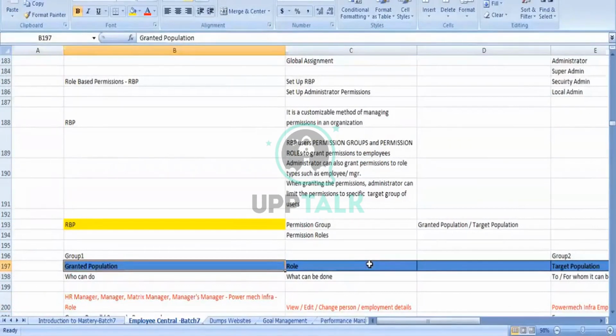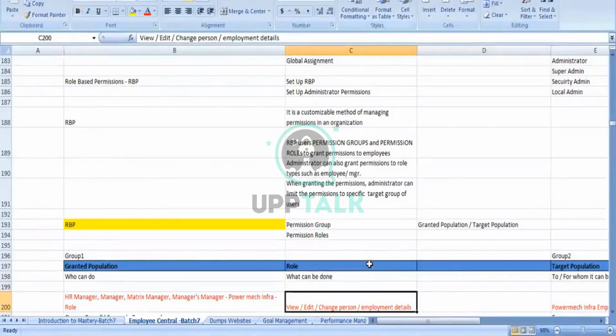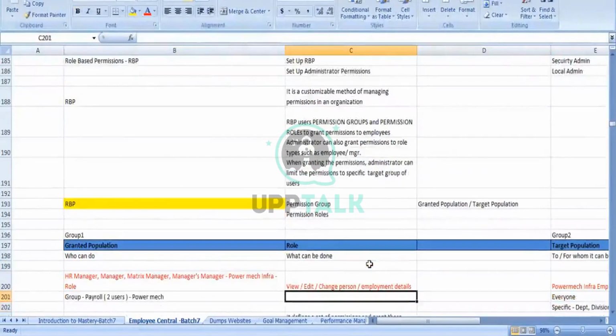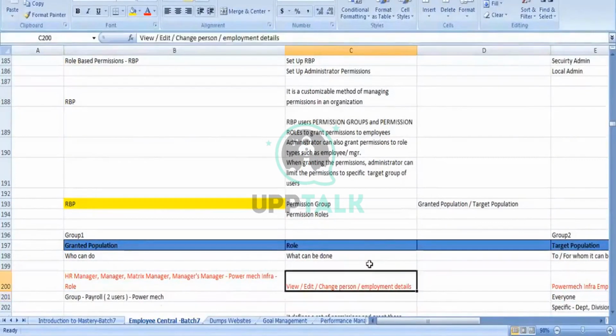And what changes will he be doing? He can view, he can edit, he can modify, all these changes he can do from his side, for those 100 employees in Germany. That is the difference between the granted population and the target population.